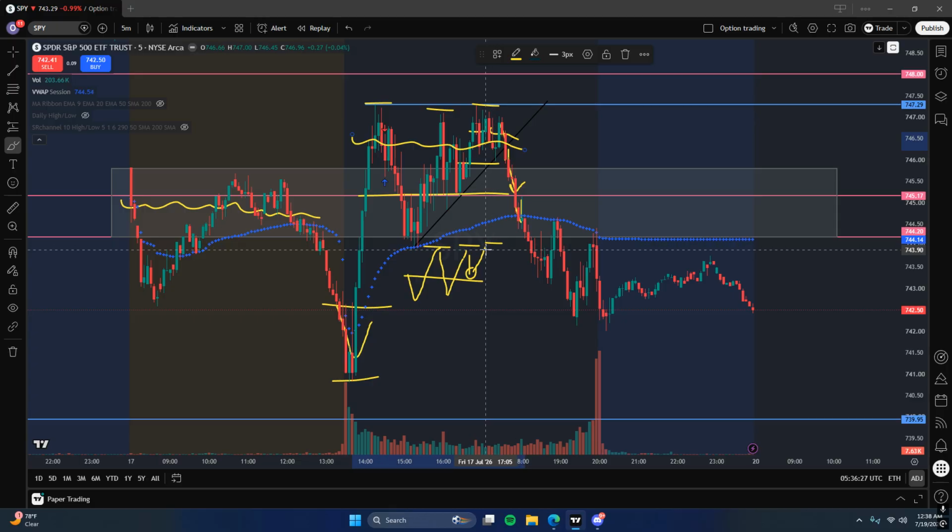Topped out there again. Bam, you break under the support. You break under the 745 support here, which is this here. Come down, retest it. You're retesting the 745 support. You're going down, right? Retest.